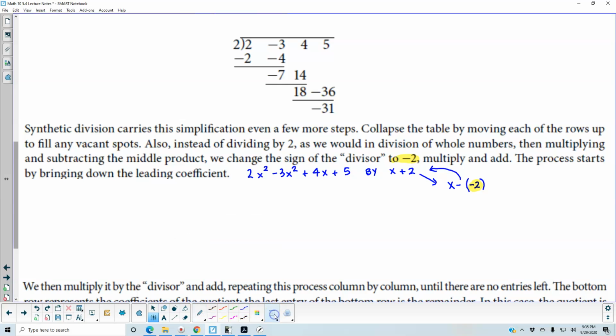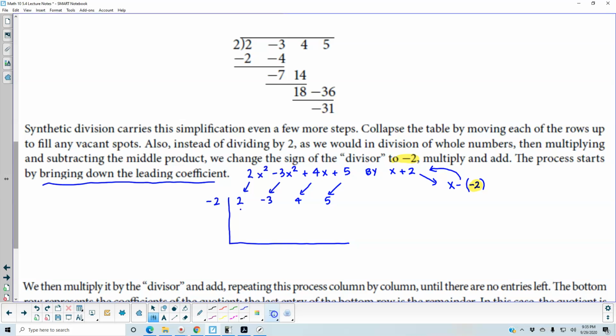So we're going to take our divisor, and we're going to use negative 2. We're going to create sort of like a right angle here, and up here, we're going to write negative 2 for our number, the number that we just chose over here. And then we're going to write the coefficients. So we have 2, and then negative 3, positive 4, and then positive 5. Okay? So the first thing we're going to do every time is bring down the leading coefficient.